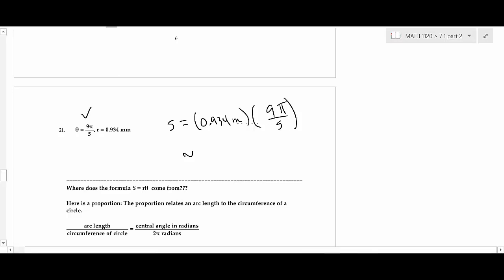Okay, so here's what I'm getting: 5.28 millimeters is what I'm getting. Does that look okay? Okay, all right.